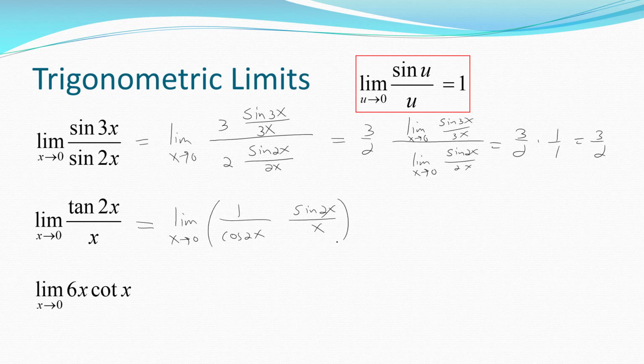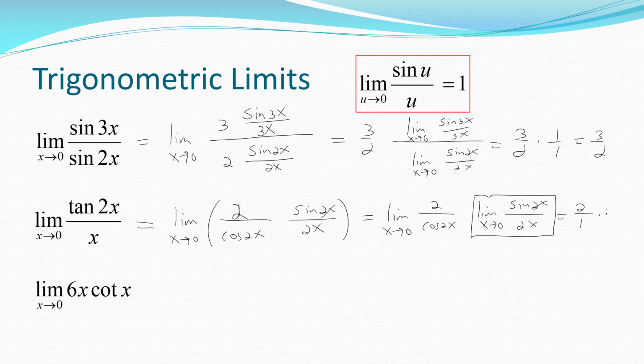But then I want this x to be a 2x, so I'll divide by 2 and I'll multiply by 2. There you go, I'll put it there. This then equals the limit as x approaches 0 of 2 over the cosine of 2x times the limit of the sine of 2x over 2x as x approaches 0. The first one, just plug in 0, you would get 2 over the cosine of 0, which is 1. And this other limit, you recognize, is just times 1. So that's 2.